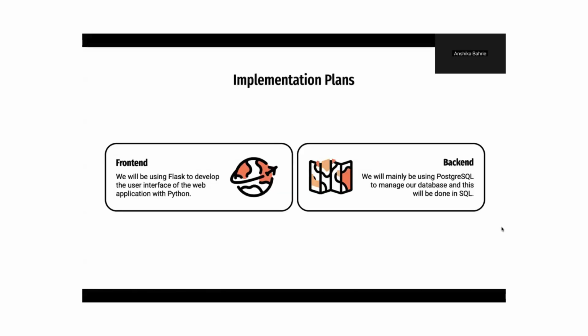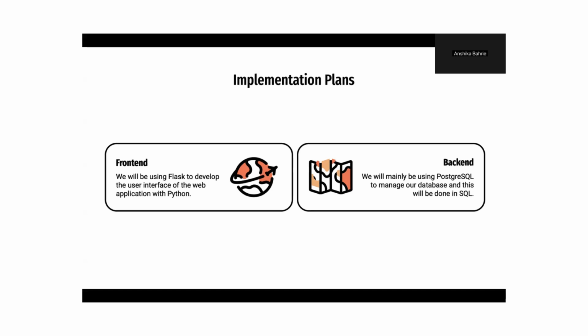Hi, my name is Anshika, and I'll be talking about the implementation plans for our tourism and travel guide website. I'm going to be talking about two main parts, the front end and the back end. So our front end, we'll be using Flask to develop the user interface. And we were thinking of mainly displaying the information that is collected in our database, including weather, activities, tourist attractions, anything that the user would need in order to get that sort of guidance when they're traveling. And this would be mainly coded in Python.